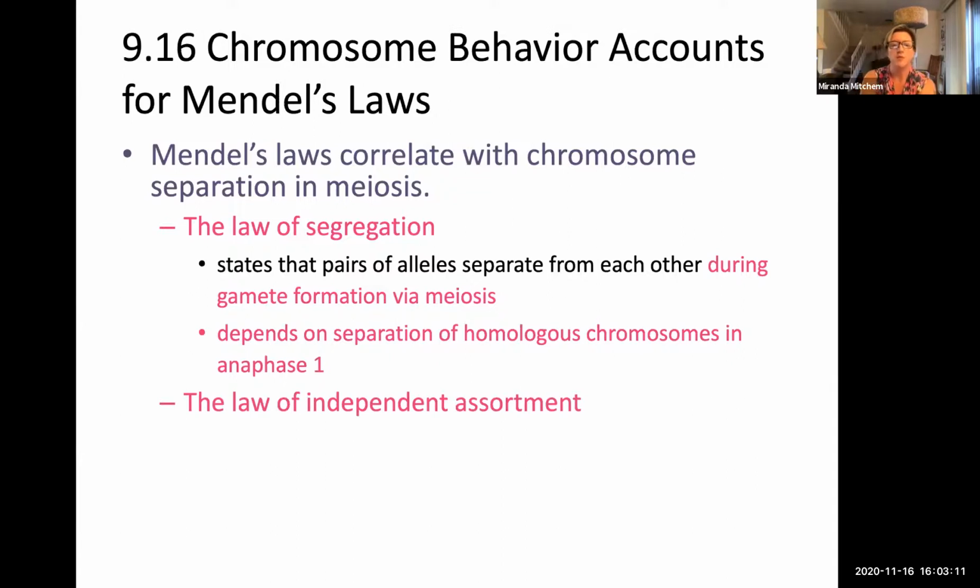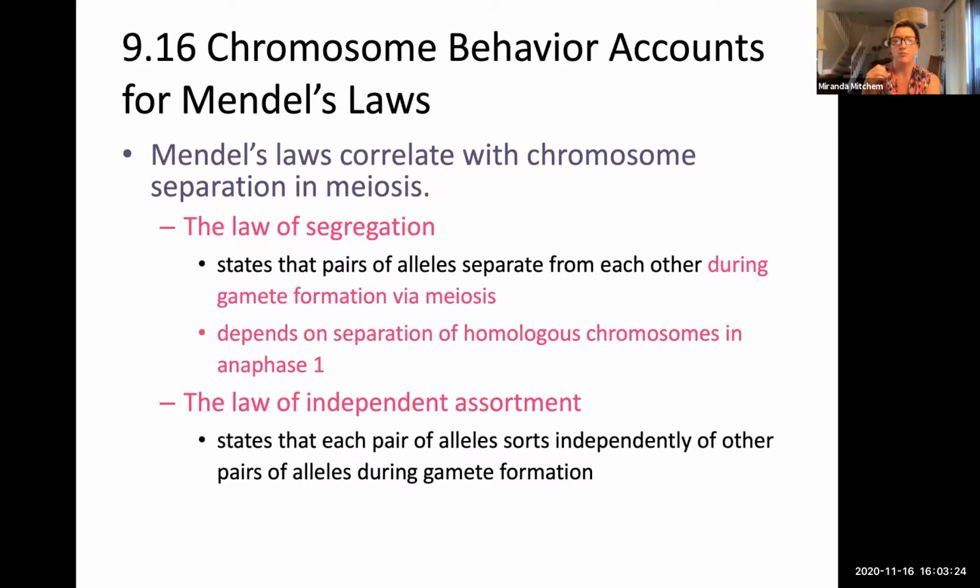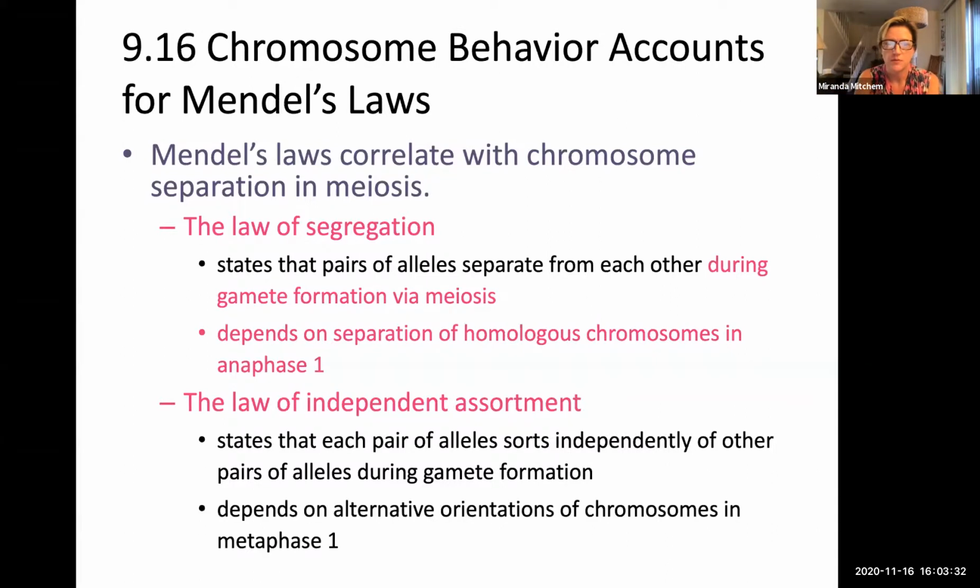And then we've got the law of independent assortment. So we've got the law of segregation, which has to do with the formation of the gametes. And then we've got the law of independent assortment, which simply states that what happens with one allele has no bearing on another allele or location. It depends instead on how everything lines up during metaphase. Just like the law of segregation is dependent on anaphase 1, well, that's based on the metaphase alignment.